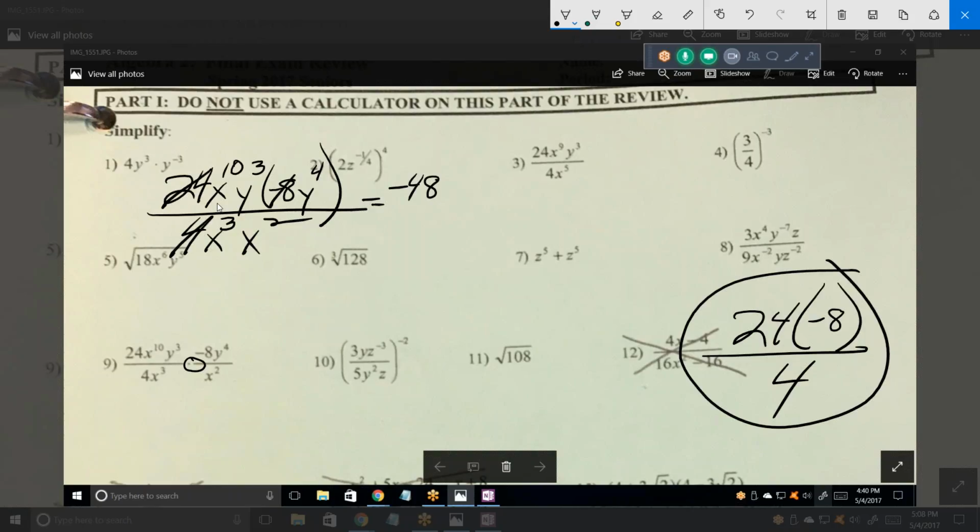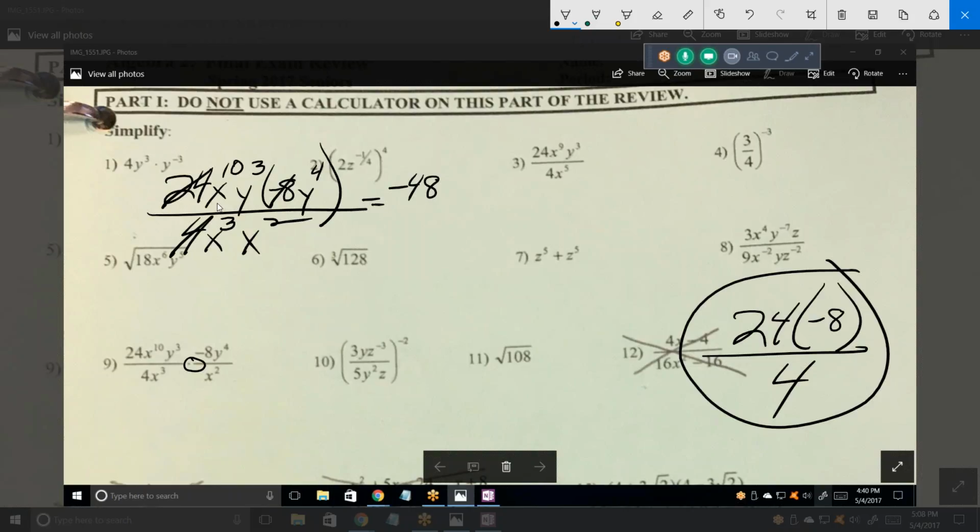Now let's do all the x terms. We got x to the 10th in the numerator. What are we going to have in the denominator after we multiply these two together? X to the 7th. 5th. You add the exponents.